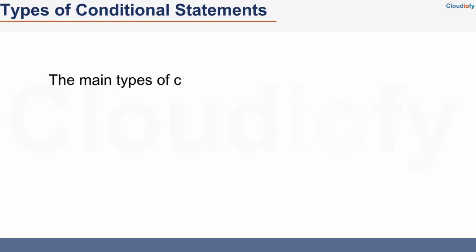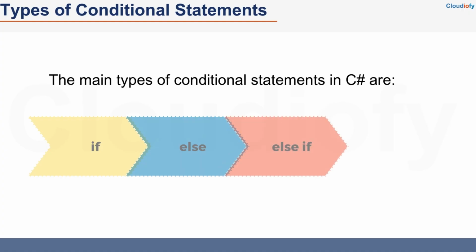The main types of conditional statements in C# are if, else, else if, and switch. These four are the key building blocks for writing decision-making logic in C#. Let's break them down one by one. First up, the if statement.